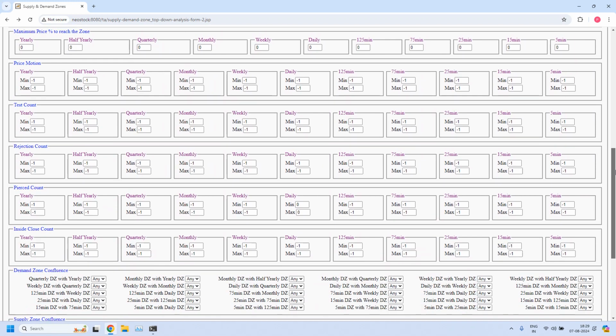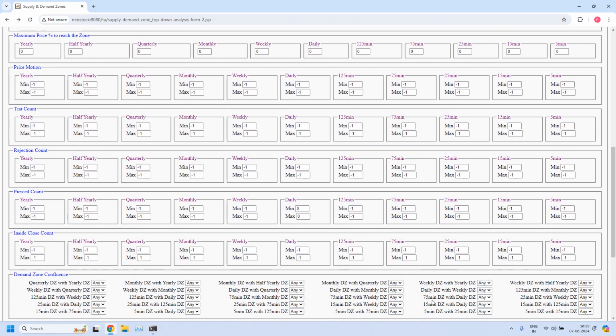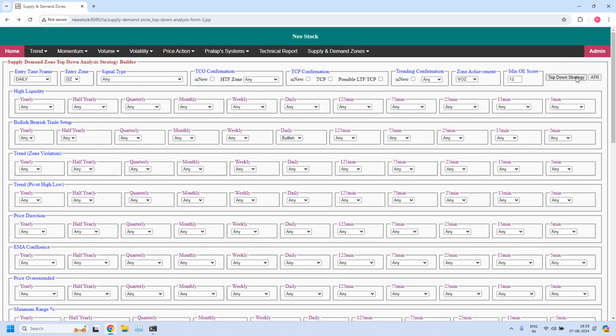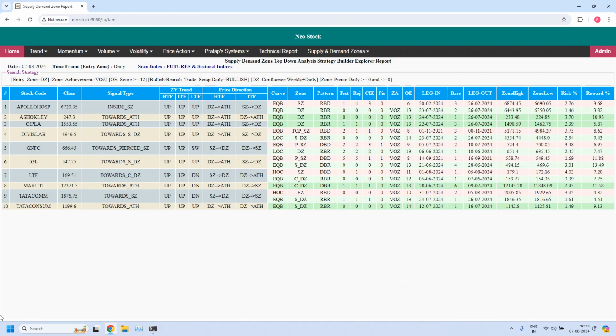Demand zone confluence. We are looking for a daily demand zone with a weekly demand zone confluence. So I am enabling this option. From 19, the list has come down to 10. So these 10 stocks are having confluence with daily demand zone and weekly demand zone. That is demand zone confluence, weekly plus daily.